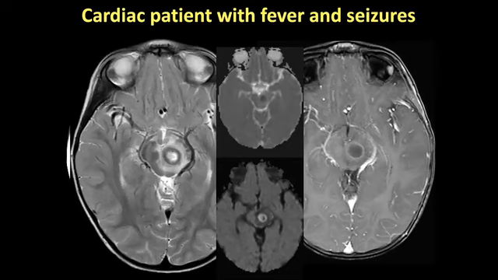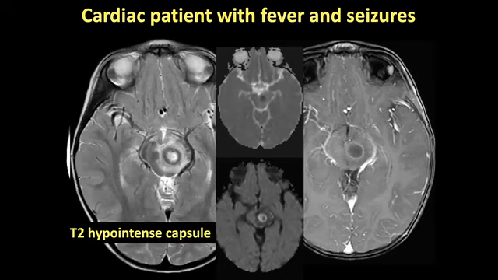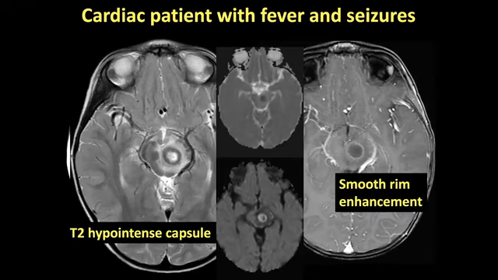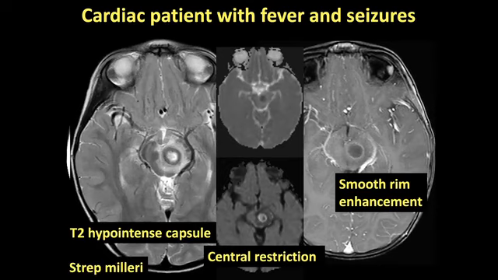So if we do have an abscess, what sort of things are we looking for on MRI? Well, we're looking for a T2 hypointense capsule. This is a cardiac patient who had fever and seizures. We're looking for smooth rim enhancement of that capsule. And obviously, again, the defining characteristic is that we've got central diffusion restriction with a low signal corresponding ADC, which is implying reduced diffusion of those water molecules through the thick pus.